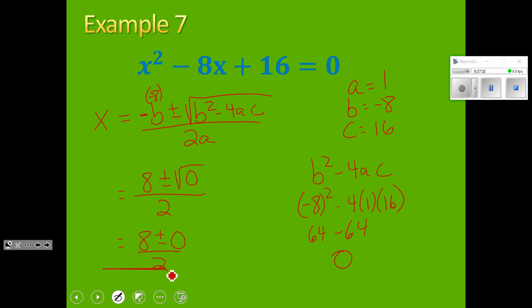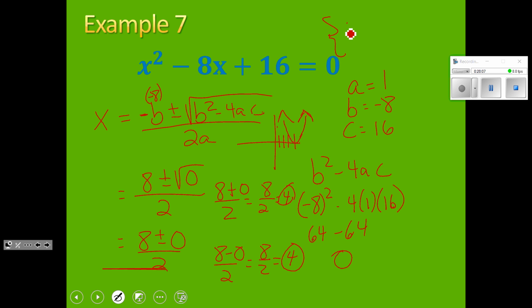Well, let's take a look at it. If I split it apart, 8 plus 0 over 2, 8 minus 0 over 2, this is just going to give me 8 over 2, which is 4. And this is going to give me 8 over 2, which is just 4. So what does this tell me? When I get a 0 under the radical, how many solutions am I going to have? I'm going to have one solution, and that just means that it's crossing at 4. So if you put it in your calculator, it would just be a one solution answer. So the answer is 4.